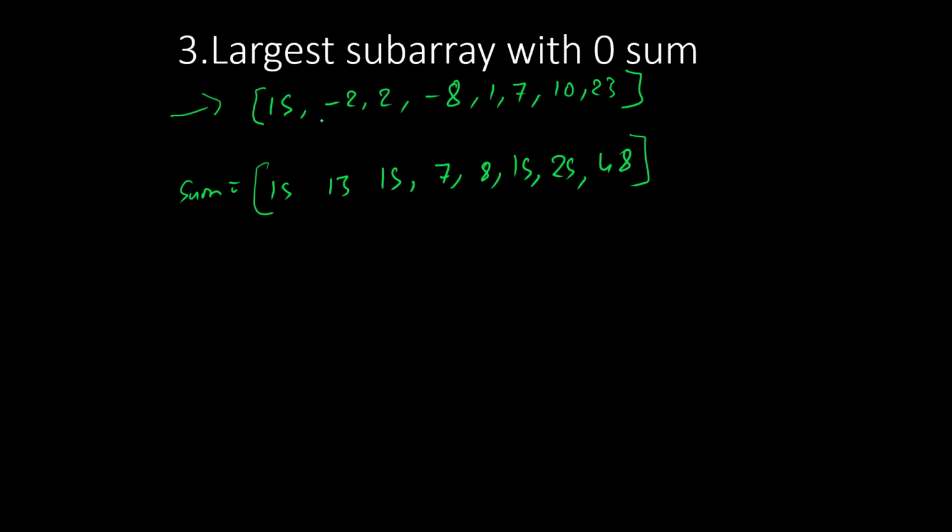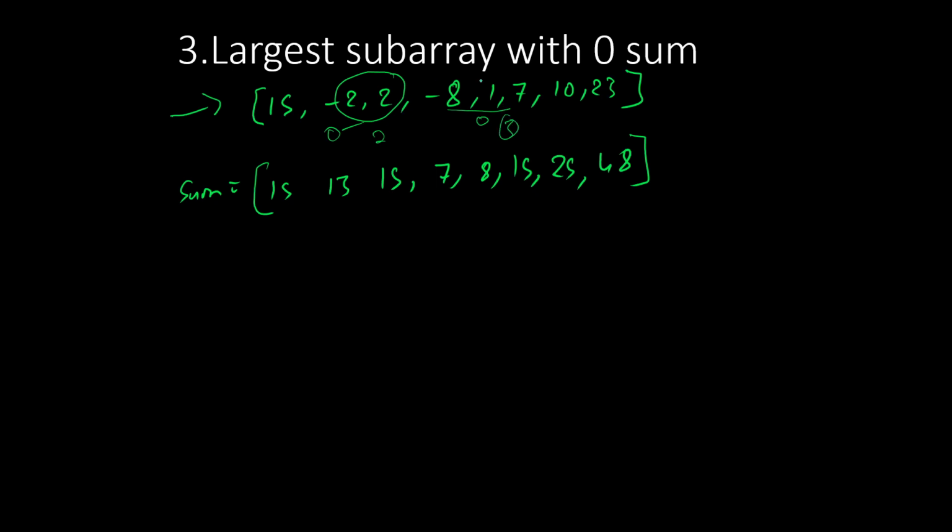In this question we have an array: 15, minus 2, 2, minus 8. In this we have to find a subarray where, by adding, we get 0 as an answer. We already have one such case here: minus 2 plus 2 is 0. Length is 2. Again, let us check if there is any other subarray where adding continuously we get 0. Here we have minus 8, 1 and 7. Minus 8 plus 1 is minus 7. Minus 7 plus 7 is 0. And this has length 3.